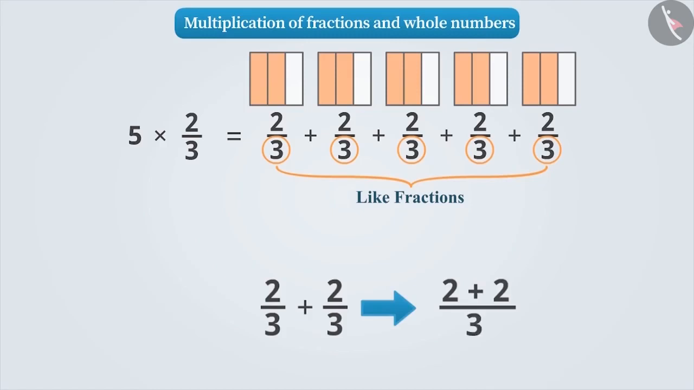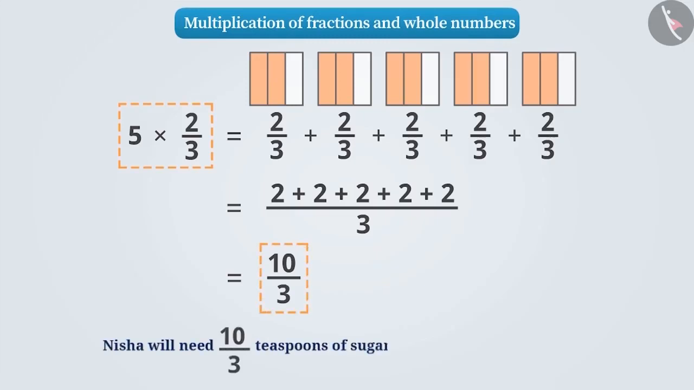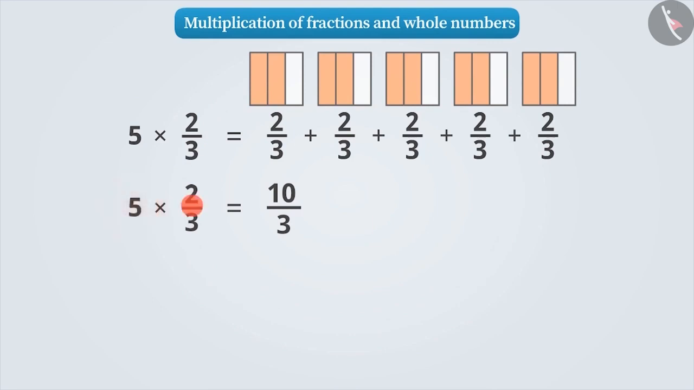Thus, by adding 2/3 5 times, we will get 10/3. Hence, the result of 5 multiplied by 2/3 is 10/3, which means that Nisha will need 10/3 teaspoons of sugar to make 5 cups of tea. So, we can say that when we multiply a whole number and a fraction, we multiply the whole number by the numerator of the fraction. The denominator remains the same.